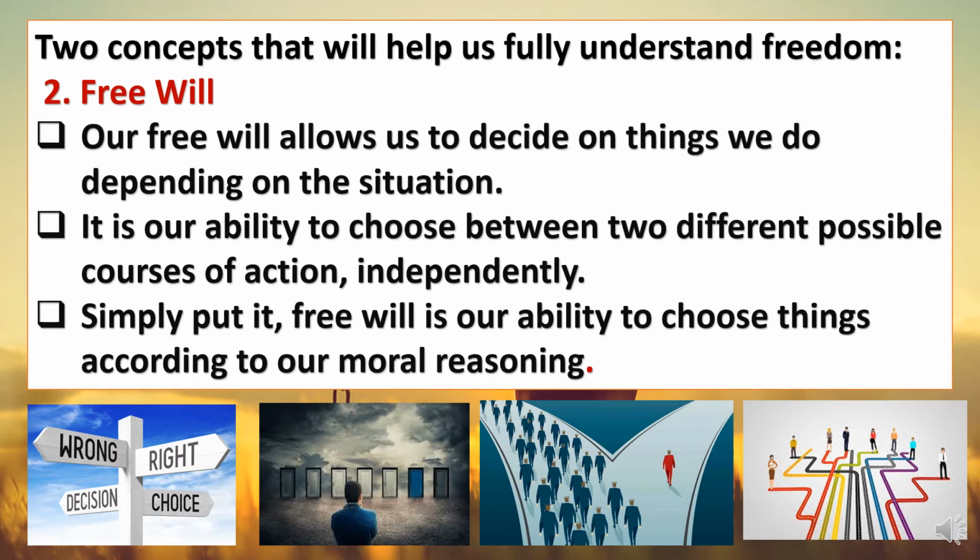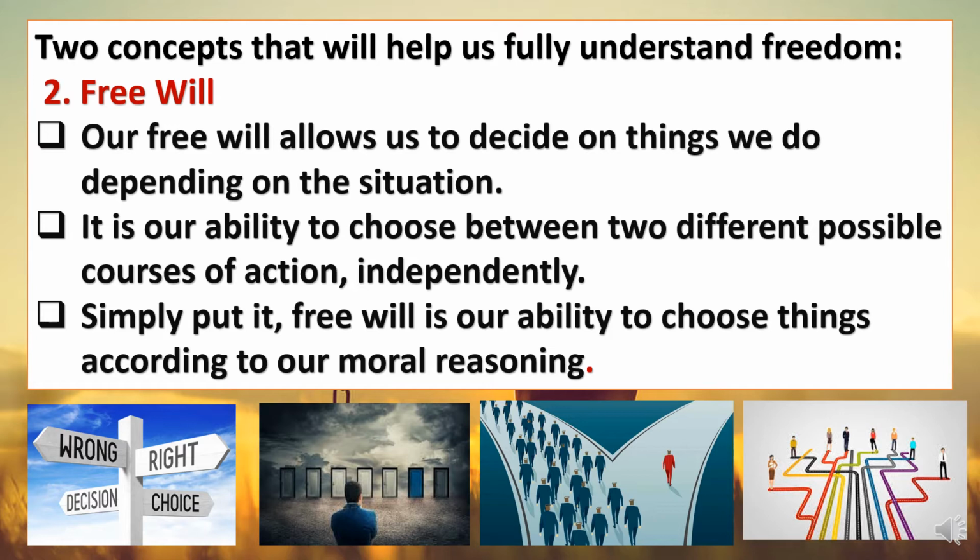Second one is free will. When we say free will, our free will allows us to decide on things we do depending on the situation. So with our own free will, we can decide whatever we are going to do depending on the situation that arises. Next, it is our ability to choose between two different possible courses of action independently. So in every situation, there are always choices and you are free to choose between those choices.